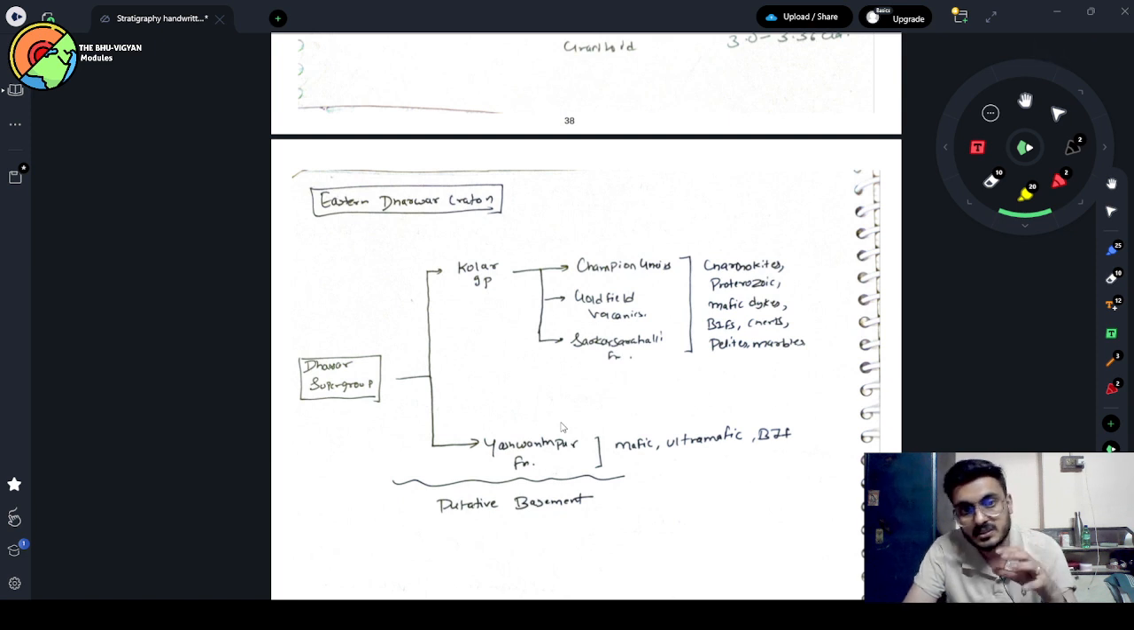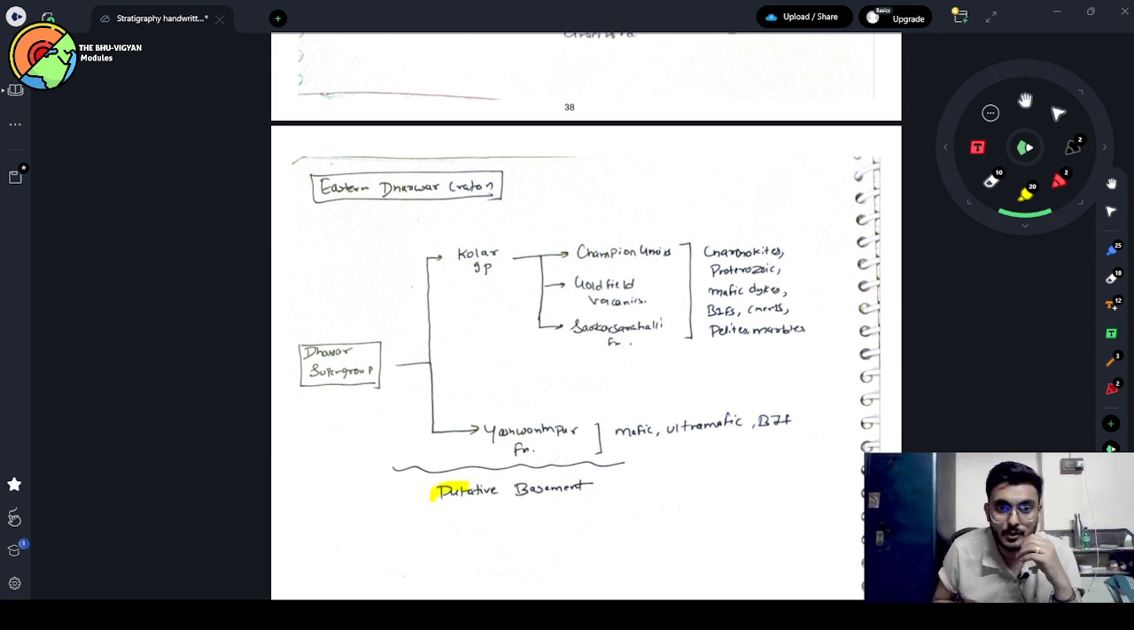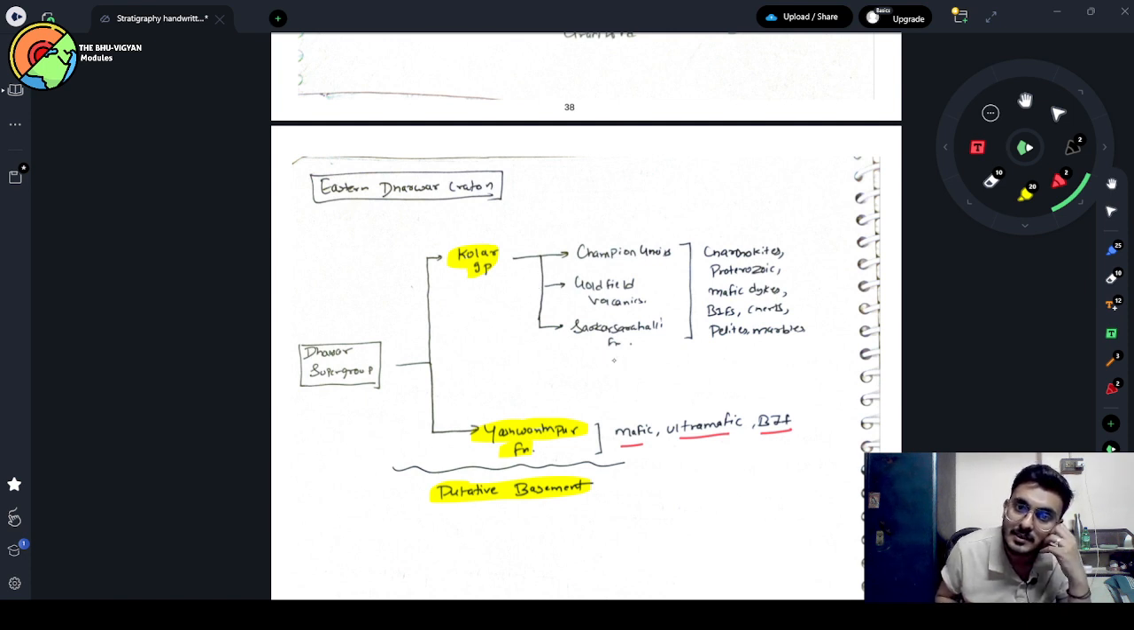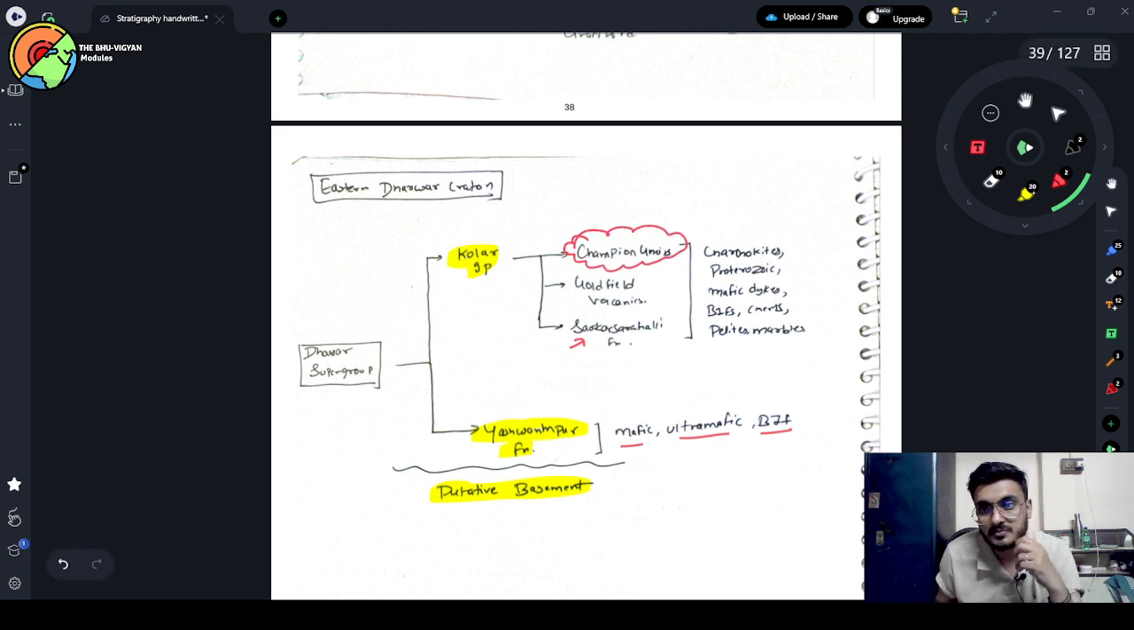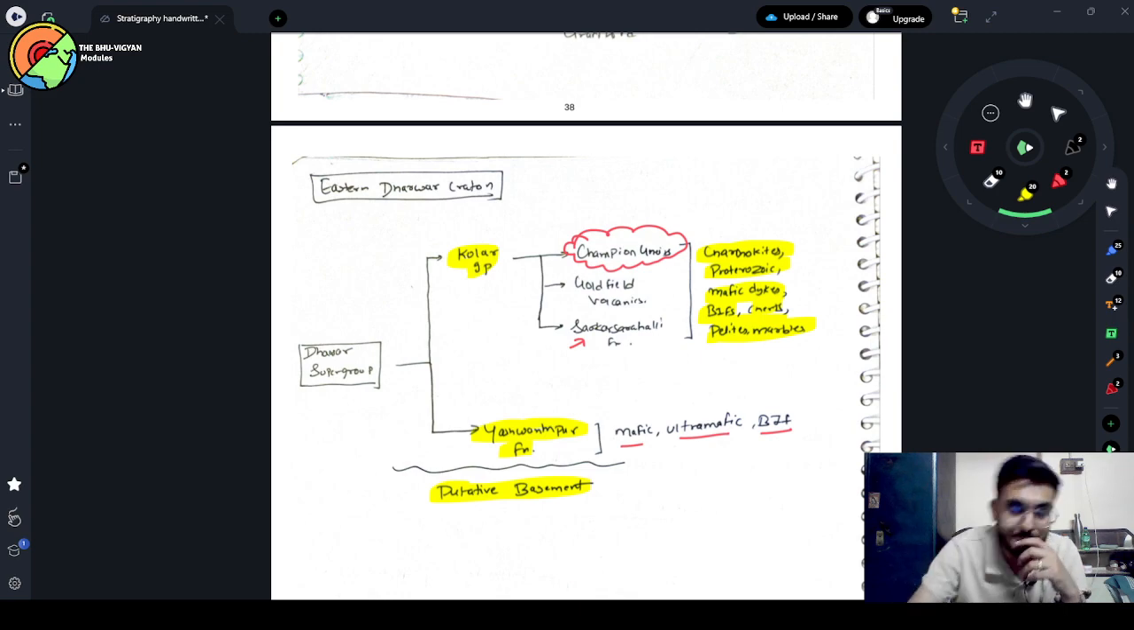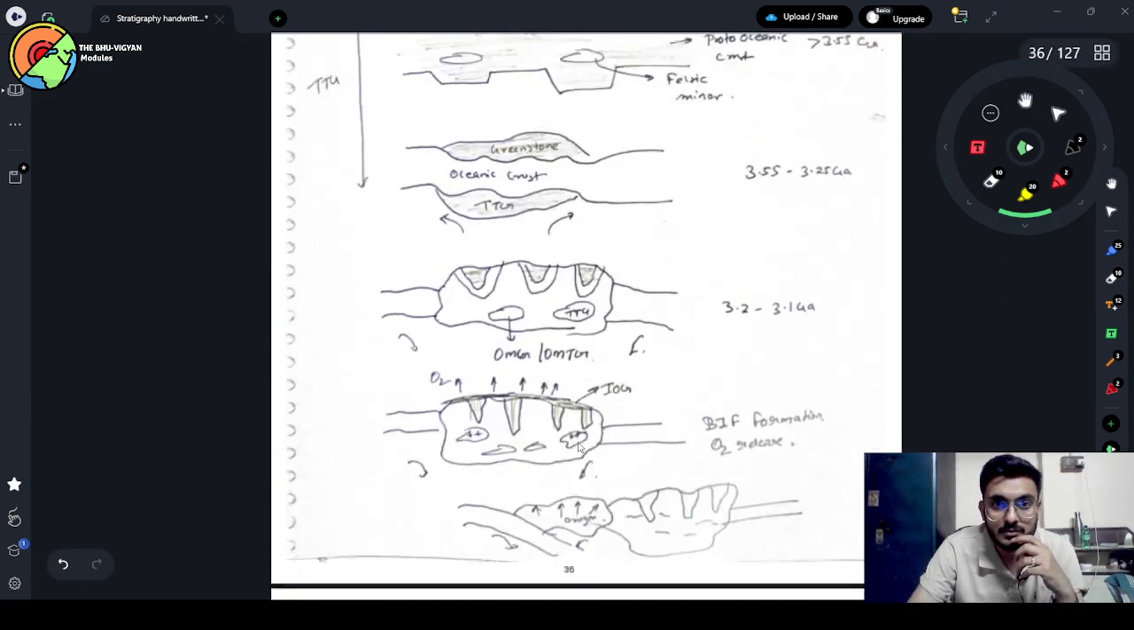Then if we talk about the eastern Dharwar Craton, we have an unknown putative basement. Above that, the eastern Dharwar Craton is divided into two parts: Yashwantpur formation and Kolar group. This Yashwantpur formation basically contains mafic, ultramafic, and BIF, and this Kolar group contains your Sarka Sarchalli formation. Above that, this is not important. Then they have a goldfield volcanics, and here we have a champion gneiss, which is very important. The composition of this Kolar group is charnockites, Proterozoic mafic dikes, BIFs, cherts, pelites, and marbles. So this is of your Dharwar Craton.